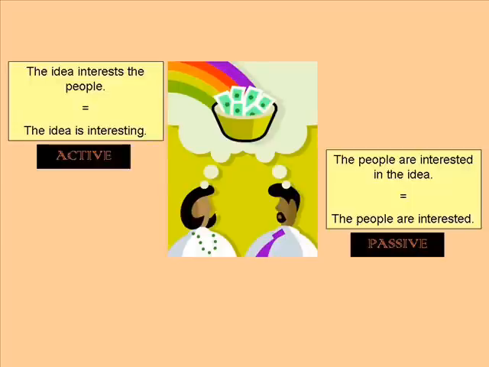Let's think about that. If an idea interests people, then that is an active meaning. And since it's active, we use the -ing form and say the idea is interesting. In contrast, we can say that the people are interested in the idea. It has a passive meaning. They're not actually doing anything. Okay? And so then we can say that the people are interested.